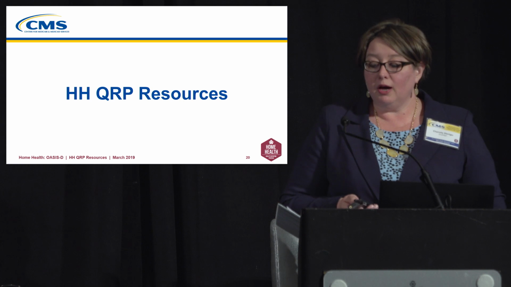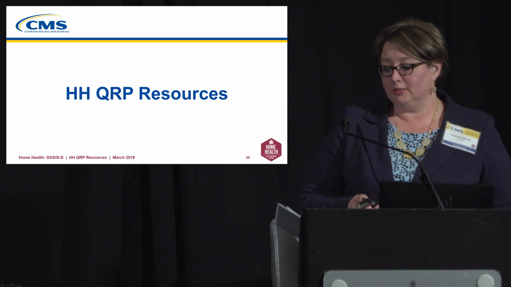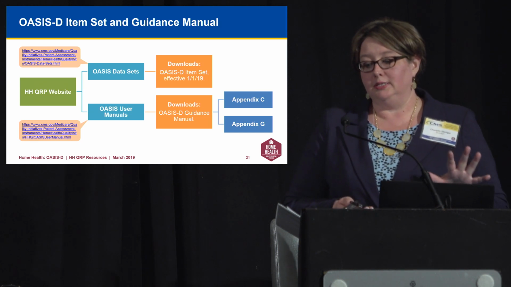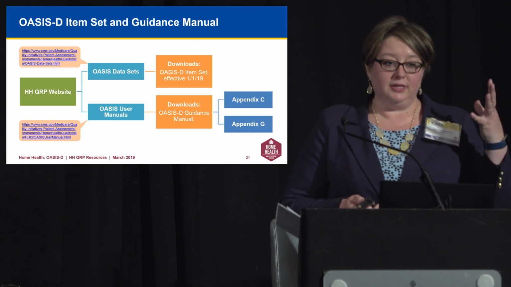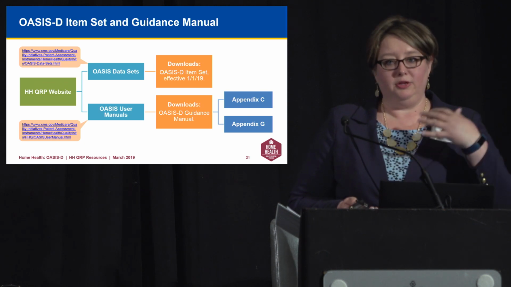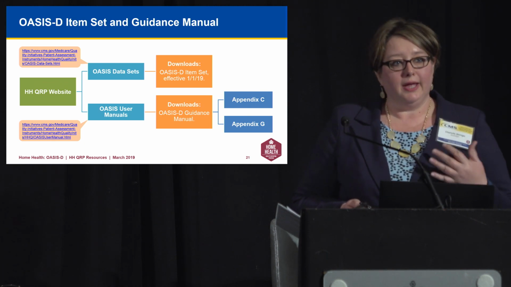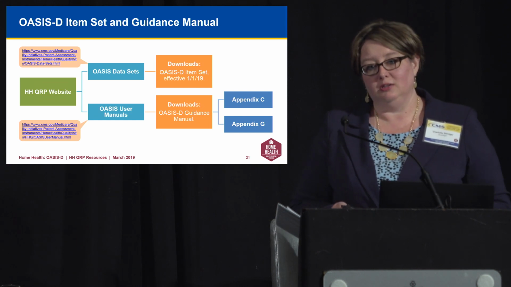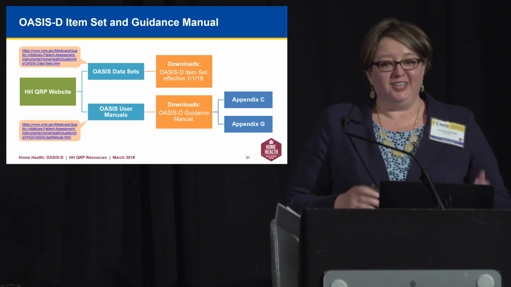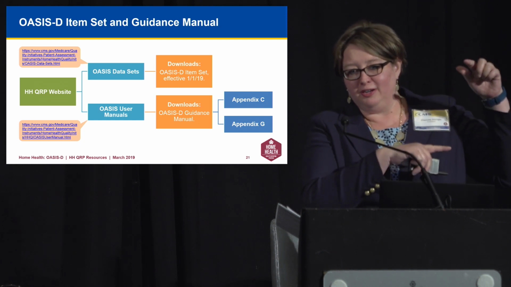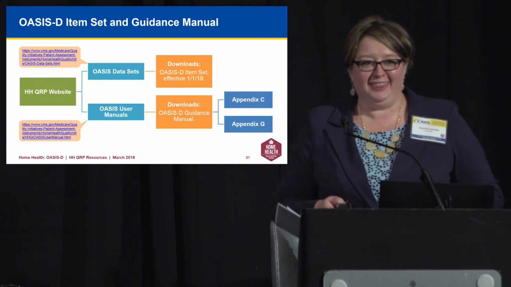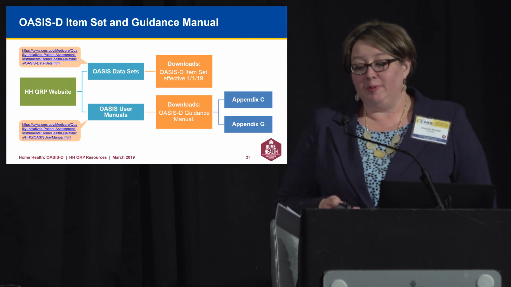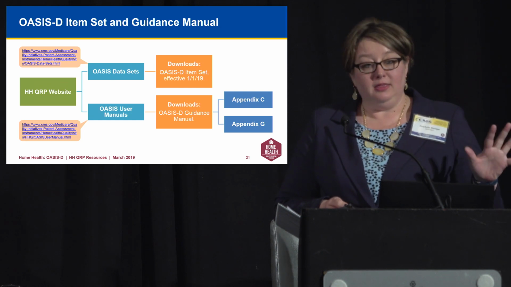Great. So other additional HHQRP resources that I want to go over. I just want to again focus on the OASIS-D item set and guidance manual. I think that's one of the biggest pulls, as I think you guys are mostly interested in seeing that guidance, knowing what's out there, looking at that data set. It's so much information. I think Dr. Duzesha talked about this manual that was like this. I don't think our guidance manual is that far from being that big at this point, but it's getting there, right? So you'll see that in the HHQRP website, there's the data set and then the user manual.